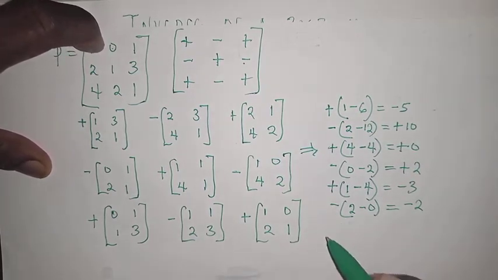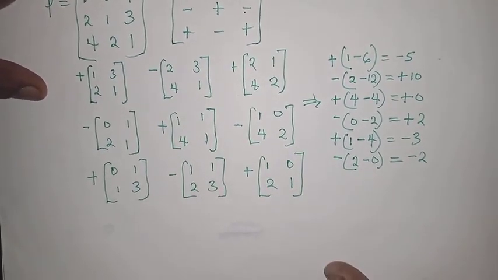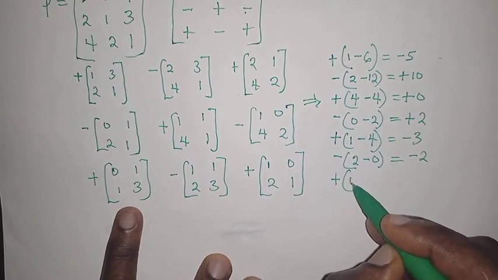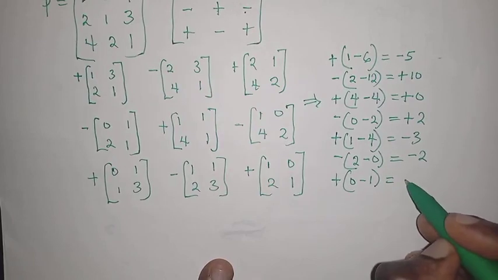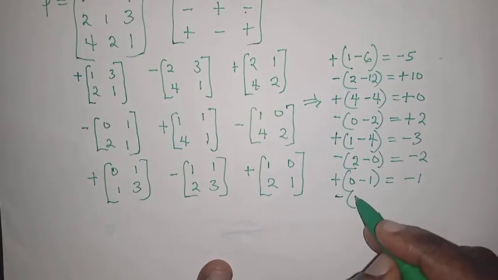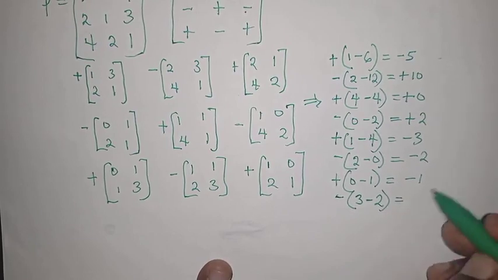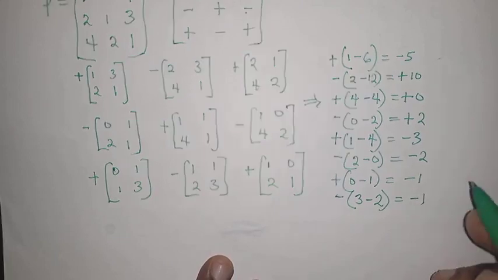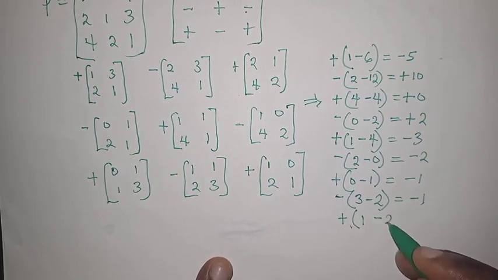Then for this, let me move this up. I'm going to get 0 minus 1, that's going to give me minus 1. Then for this, it is going to give me 1 times 3 is 3, 2 times 1 is 2. So 3 minus 2 is 1. So this is minus 1. Well, this is 1 times 1 is 1 minus 0.